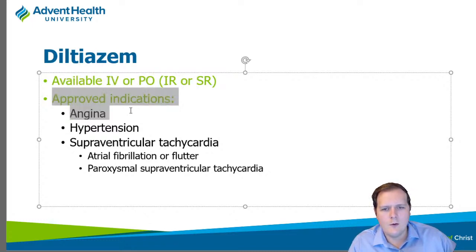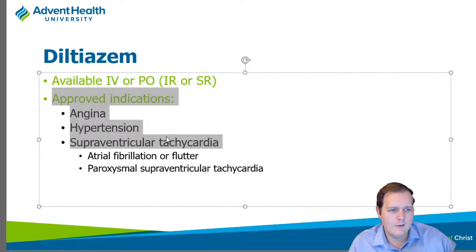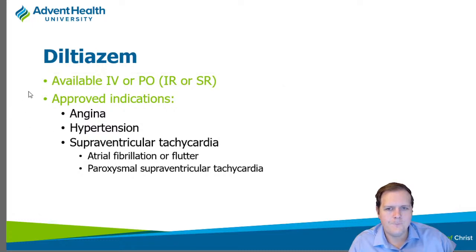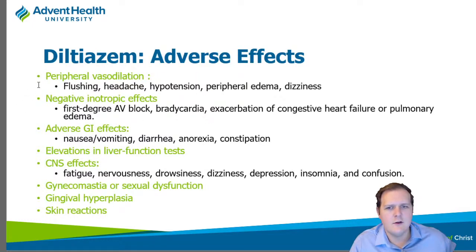And what do we use them for? Things like angina, hypertension, and supraventricular tachycardias. This means AFib, aflutter, PSVT, things like that. These are all good indications for diltiazem. These are probably not going to be first line for hypertension, as we'll see a little bit later, but they can still be useful add-on agents if you need something to help slow down the heart and treat the blood pressure at the same time. I have a whole section talking about angina specifically.